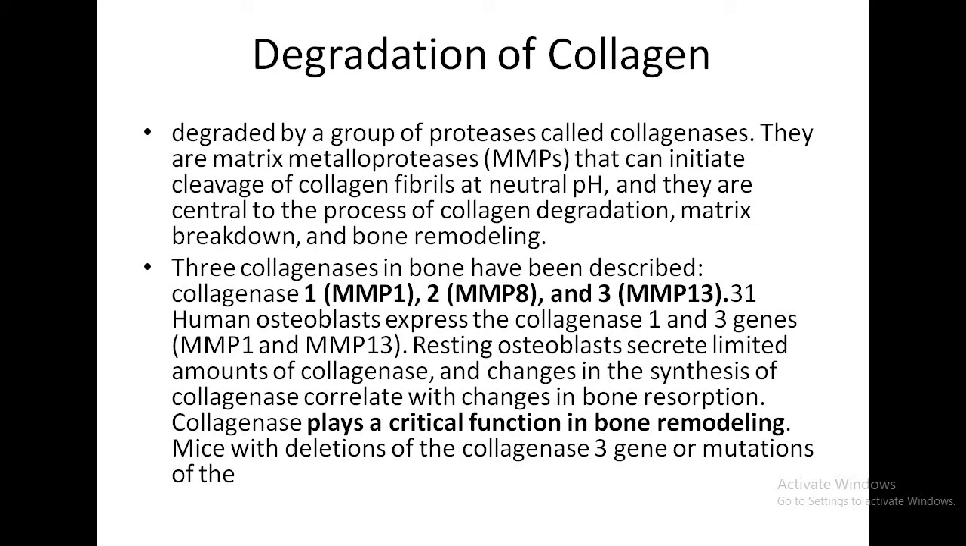Osteoblasts express collagenase 1 and 3, so MMP1 and MMP13. Resting osteoblasts secrete limited amounts of collagenase, and changes in the synthesis of collagenase correlate with change in bone resorption. So these collagenases have a critical function in bone remodeling.